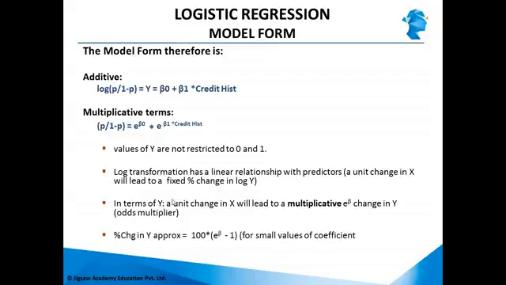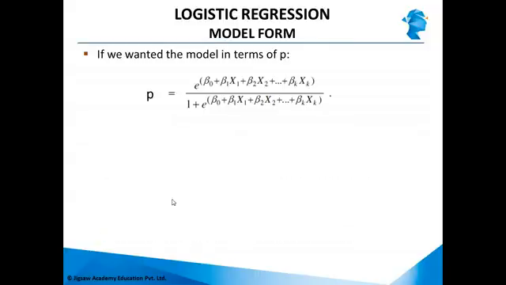Now, there is an approximation. We can say that for small values of coefficient beta, the percent change in y can be denoted as 100 times e to the power beta minus 1. But for now, let's not worry about this. We'll come back to model form and interpretation shortly.